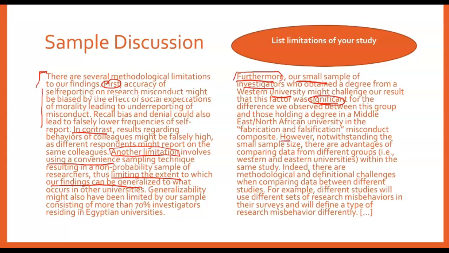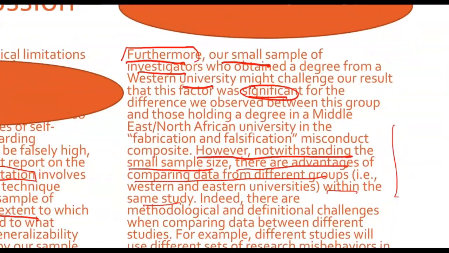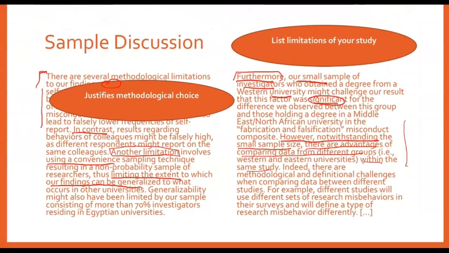and then they say something, however, notwithstanding the small sample size, there are advantages of comparing data from different groups within the same study. So they actually commented on, listen, we know it's a small sample, but there's a reason for that, right? So they provide some context for that. So you can have a limitation that's pretty severe, but it's still workable and publishable. So justifying the methodological choice is what these authors are doing here. And that's an avenue that you can use as well, or that you see in some of these texts that you're reading. And if you're writing yourself, that's something to keep in mind sort of in your toolbox.